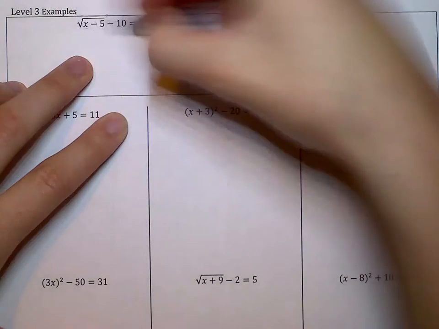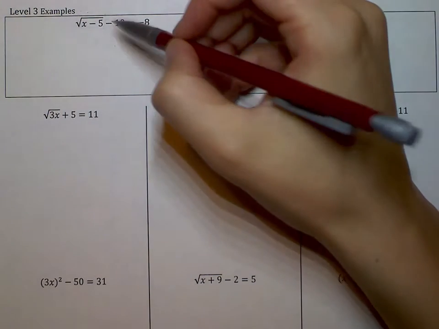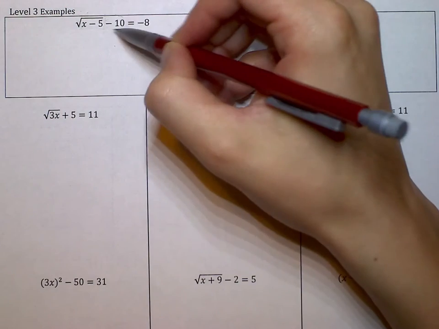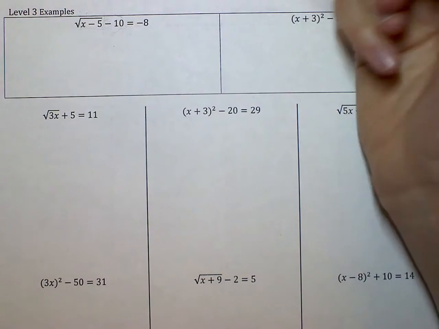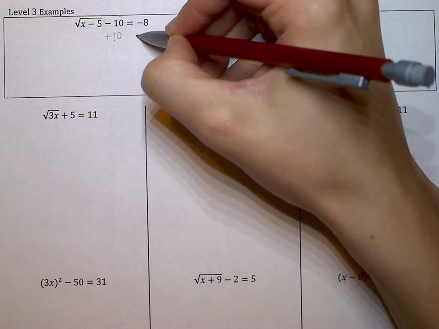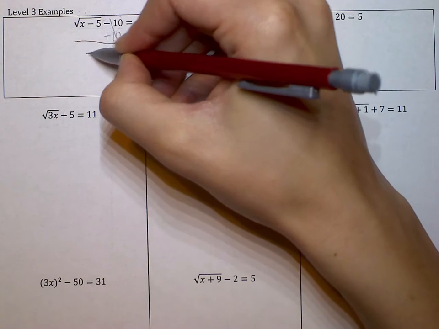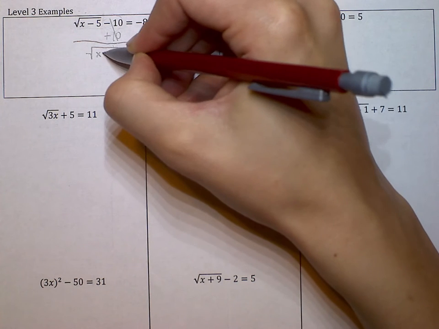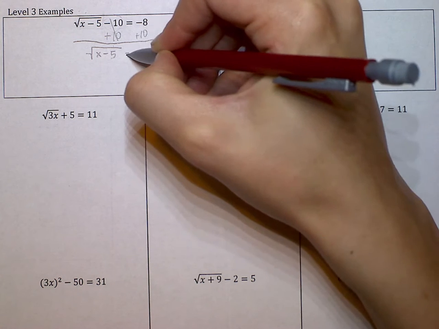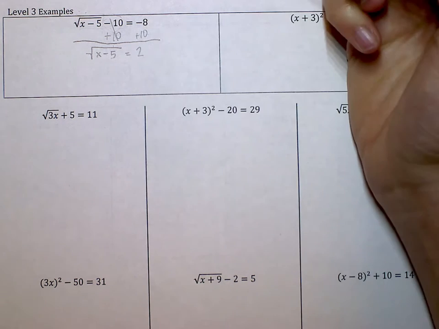Well, the way that I do it is I get just that part on one side of the equation. And so what I want is for this negative 10 to be removed from that side of the equation. So here's how I do it. How do I move negative 10? I add 10. I get x minus 5 equals negative 8 plus 10 is positive 2.